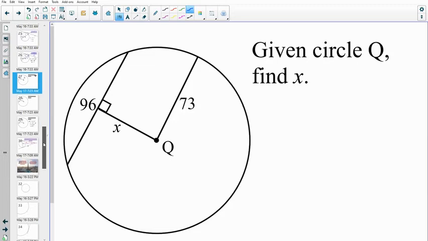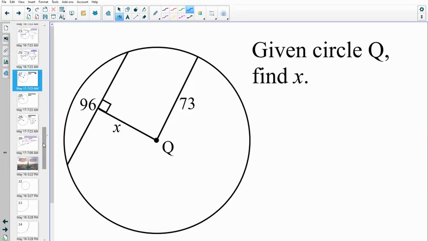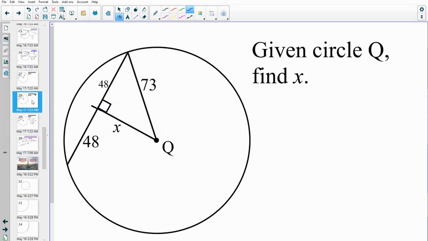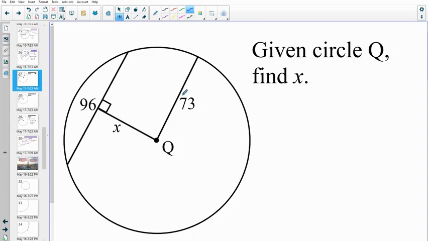Moving right along, here's a different looking problem. Given the circle, find the length of x, where 73, we can assume that that is a radius of the circle. We've got a right angle marked here, and then on side x, that's not a radius, it stops at that chord right there. But it's perpendicular to that chord, which means this chord from the center is intersecting this chord with a right angle, which means it's bisecting. So each one of these parts must be half of 96. Each one of those must be 48. The radius of the circle is 73.